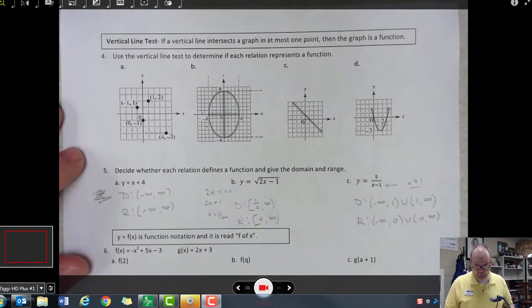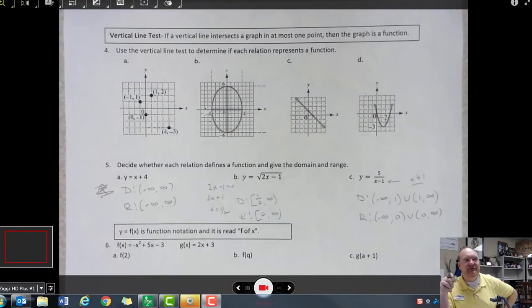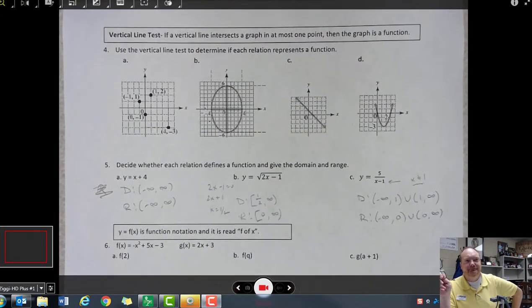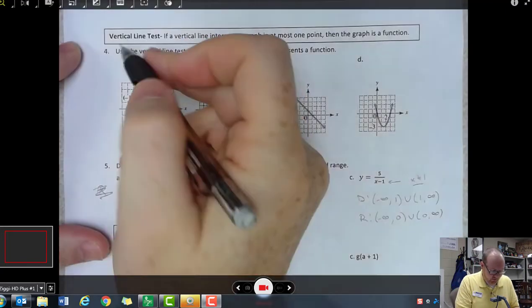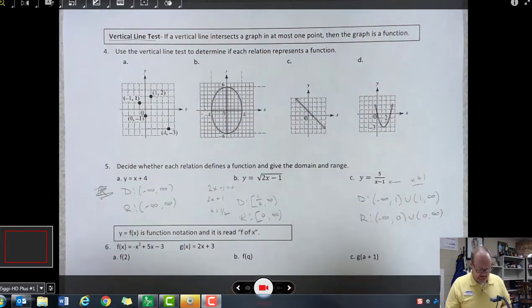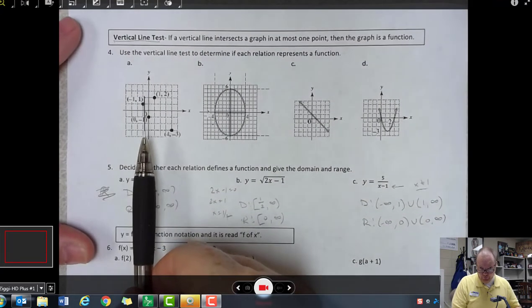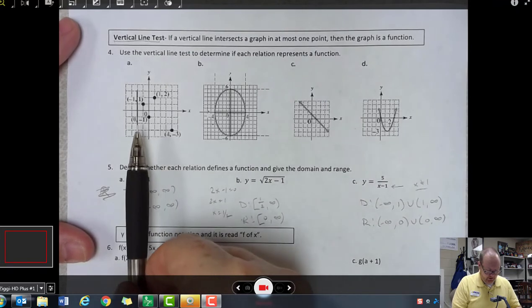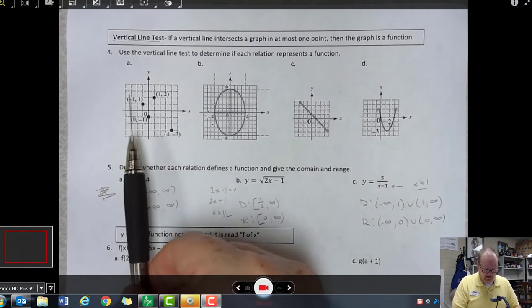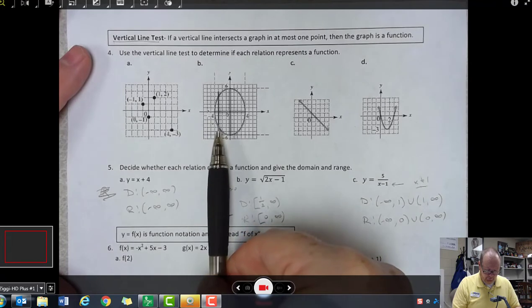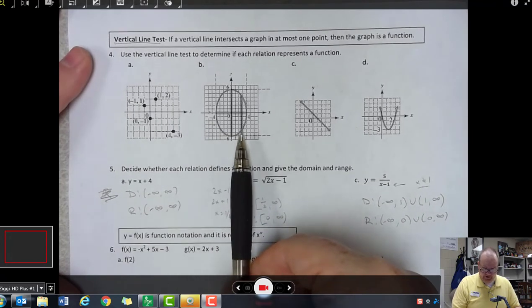So we discussed a definition of a function, that for every x there's only one y. For every domain there's only one range. Another way I can check that is by using something known as the vertical line test. Literally, I'm looking to see if I drop a vertical line on that picture, does it hit more than 1 point? If it does, that means the x values repeat.